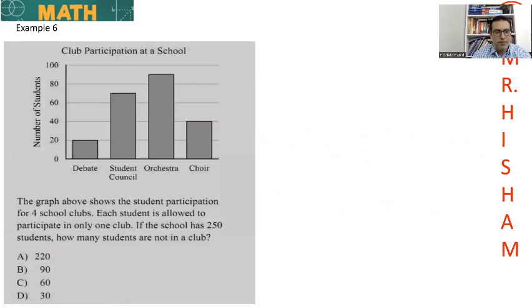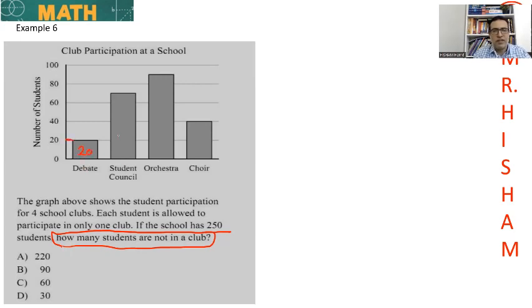Another example. In this one, the graph above shows the students' participation in school clubs. Each student is allowed to participate in only one club. If the school has 250 students, how many students are not in a club? Here I'm not going to find the mean or the median. Here it's just a question about the data and how we represent the data. How many students are there in the drama club? There are 20, so the height is 20.